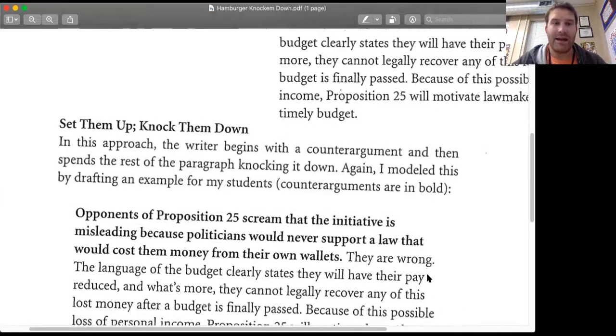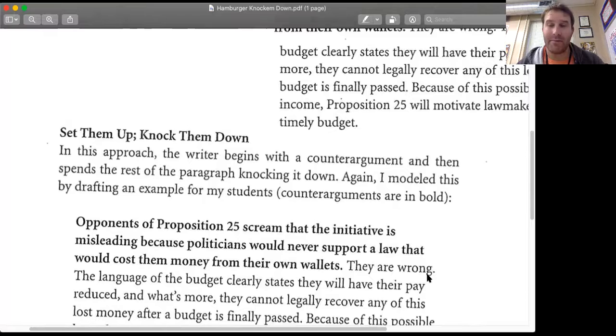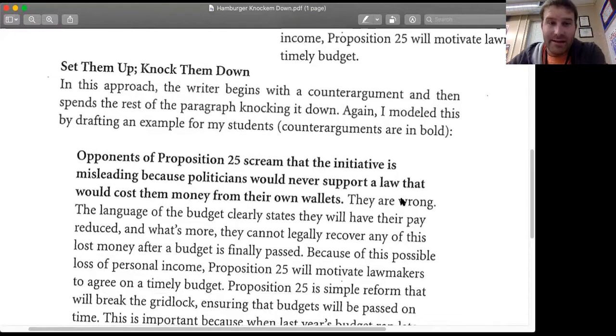Then you have the set them up and knock them down approach. So that was the Hamburger approach that we looked at first, where you first start off with your opinion, provide what people would say as a counter argument, and then respond to the counter argument. So you're acting as the hamburger bun for the counter argument in the middle. Here's how the set them up and knock them down works. In this approach, the writer begins with the counter argument and then spends the rest of the paragraph knocking it down, tearing it down.